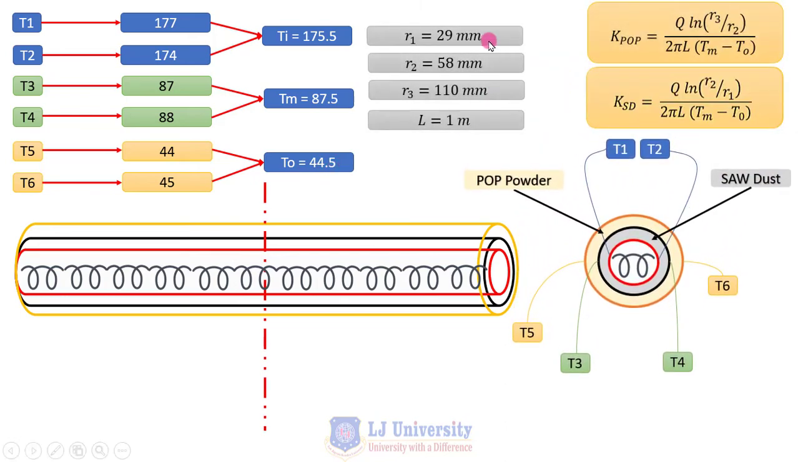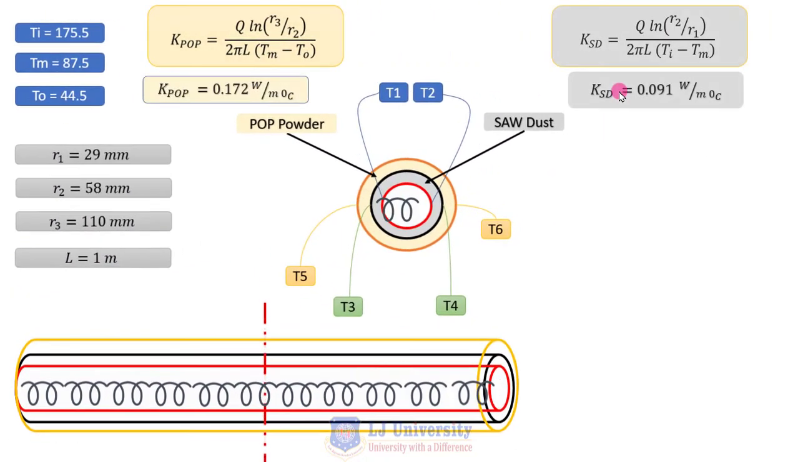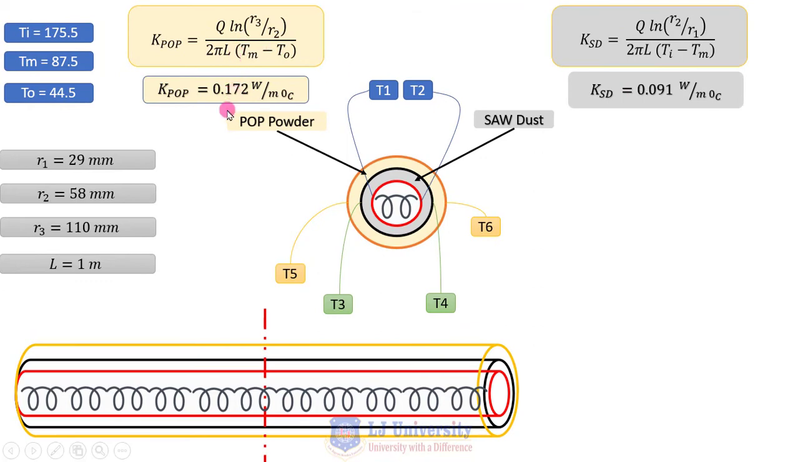We know the fixed parameters like R1, R2, R3 and the length. We know these equations. By putting all the values in both equations, we get the conductivity of POP powder as 0.172 and the conductivity of sawdust as 0.091.